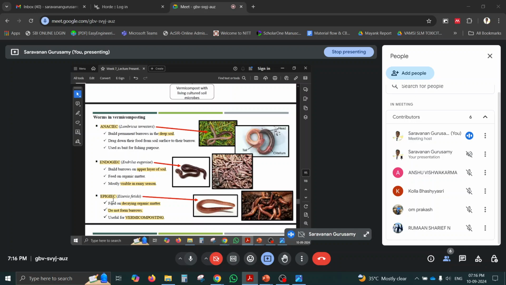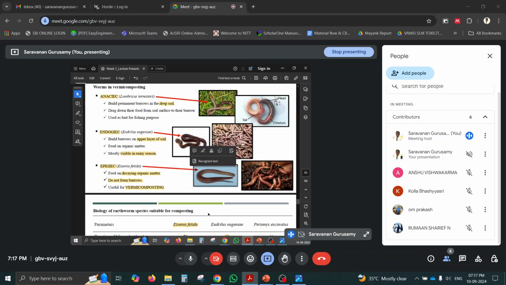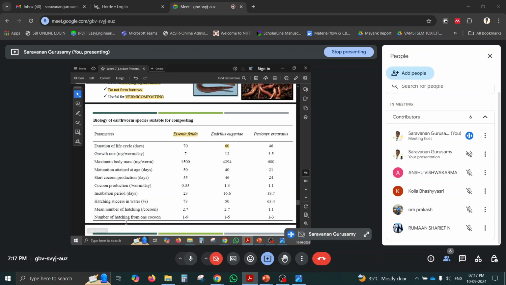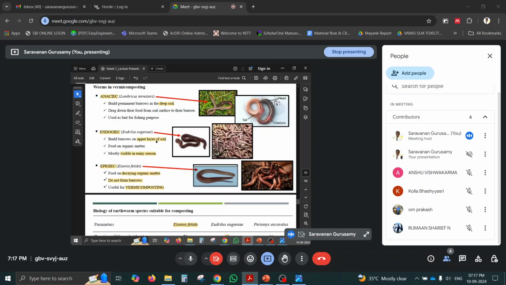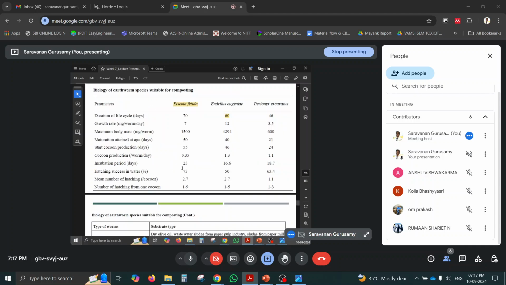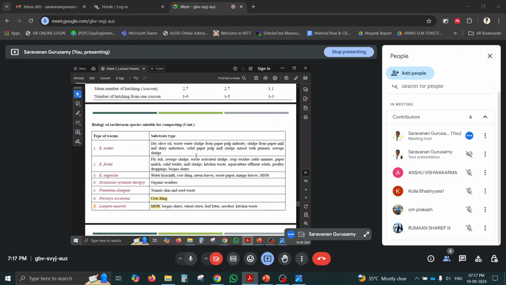And epigeic is the one that will feed on the decaying organic matter. So this is the epigeic earthworm, which is good and useful for vermicomposting. It should not form burrows. The other two will form burrows, but this won't form burrows, and it will act on the decaying organic matter. So you can compare the life cycle and the different characteristics of these three types: anecic, endogeic and epigeic. Finally, we can say epigeic is good for this type of vermicomposting.